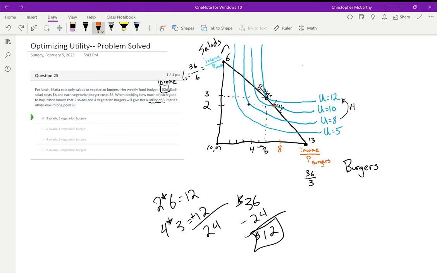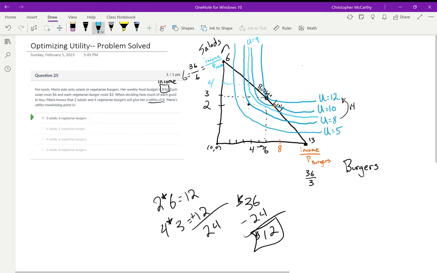Similarly, if we were to just go ahead and spend all of that money on salads and go up to 4 salads, right, we would not even quite get to the U10 because of the way I drew it, right? So there's probably some U9 in between here that we would be on.